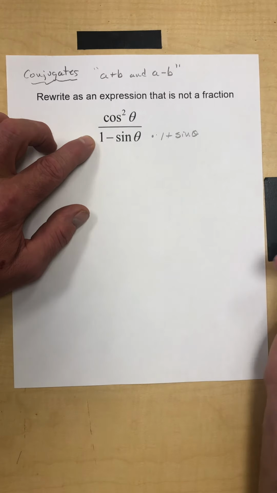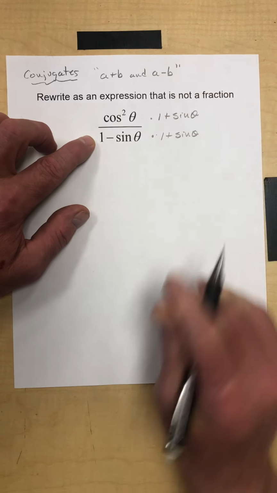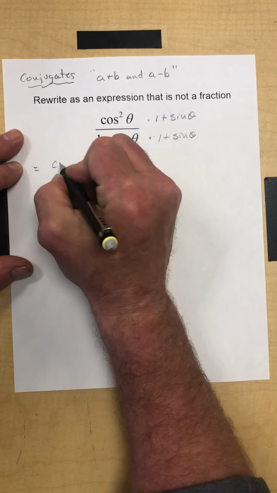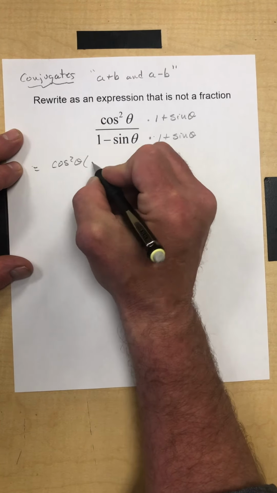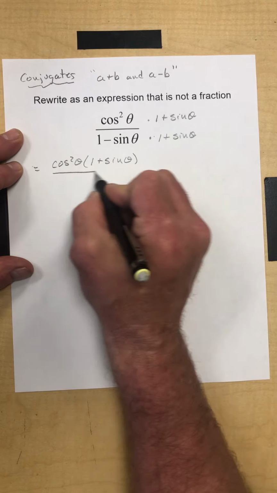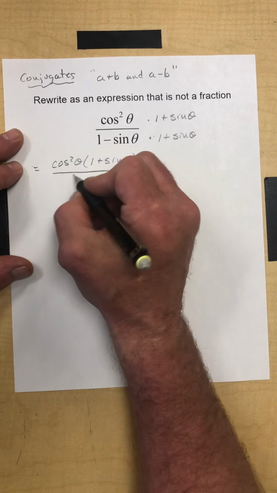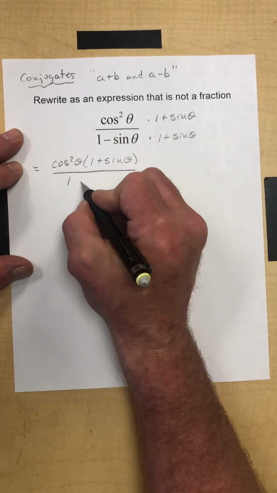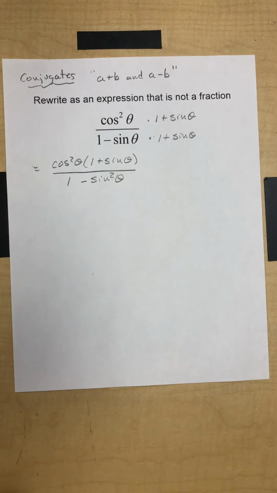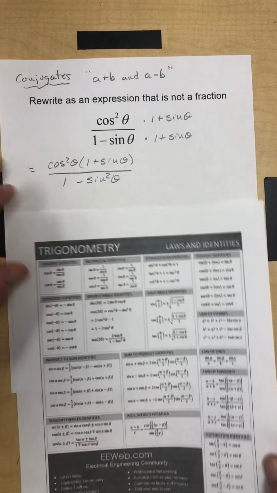And if I do it down below, I've got to do it up above. So 1 plus sine theta. Let's see if this works. Up above, I have cosine squared theta times 1 plus sine theta, all over, now when I multiply these together, I get a difference of squares. So I get 1 times 1, 1 squared, or 1, minus sine squared theta. Now this looks really interesting to me because I see a 1 and a sine squared, so I think of my Pythagorean identity.